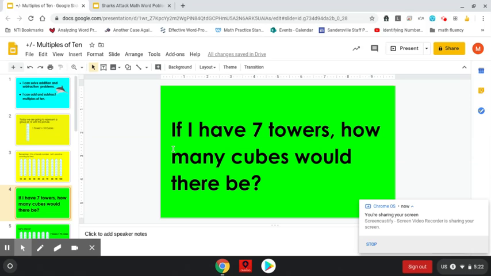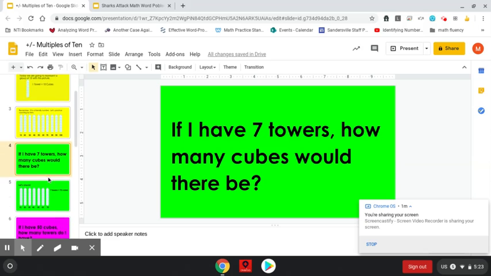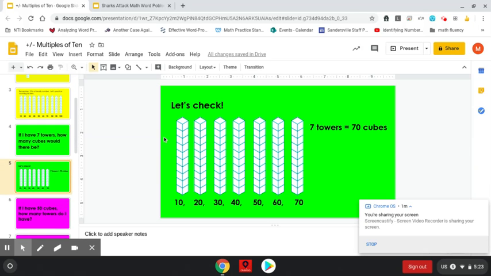All right. If I have 7 towers, how many cubes would there be? If you said 70, you're correct. Let's check. There's 7 towers. 1, 2, 3, 4, 5, 6, 7, and 70 cubes. 10, 20, 30, 40, 50, 60, 70.